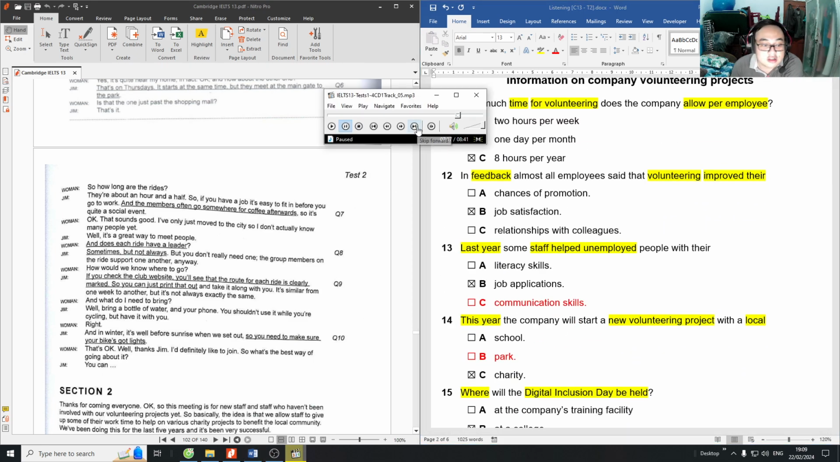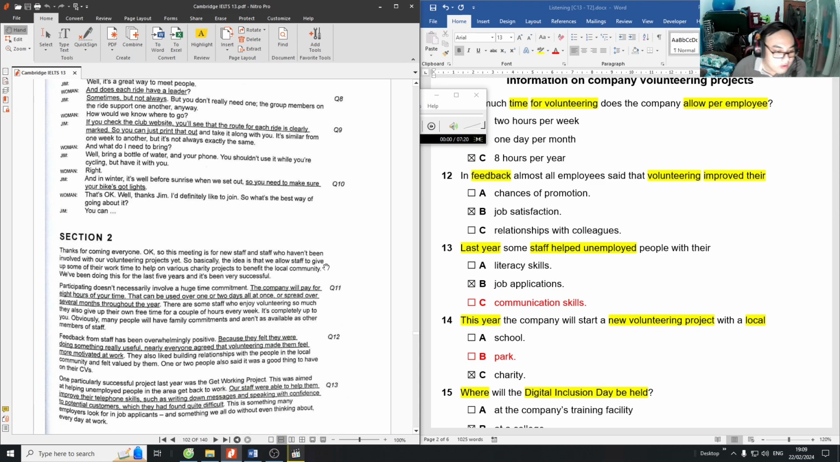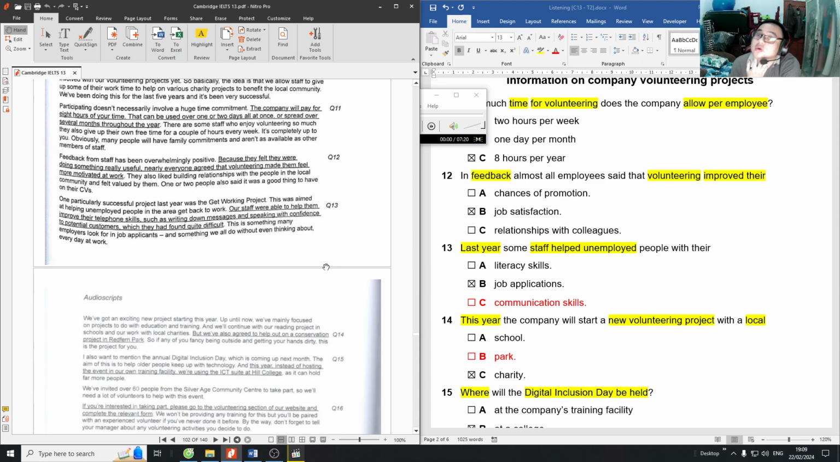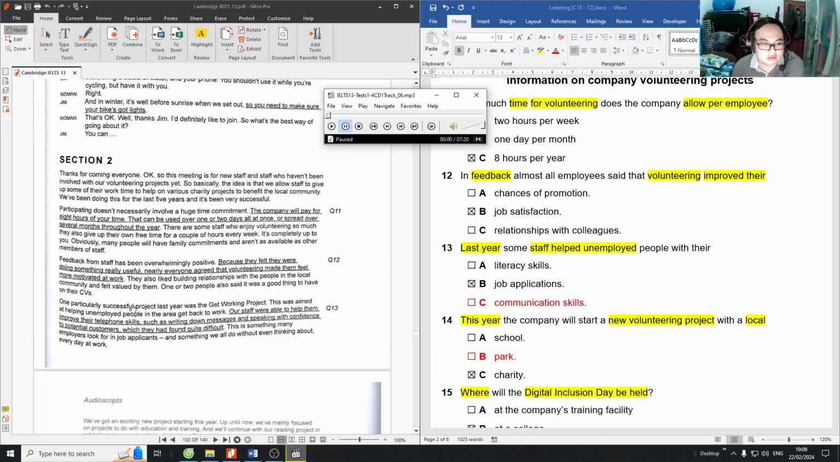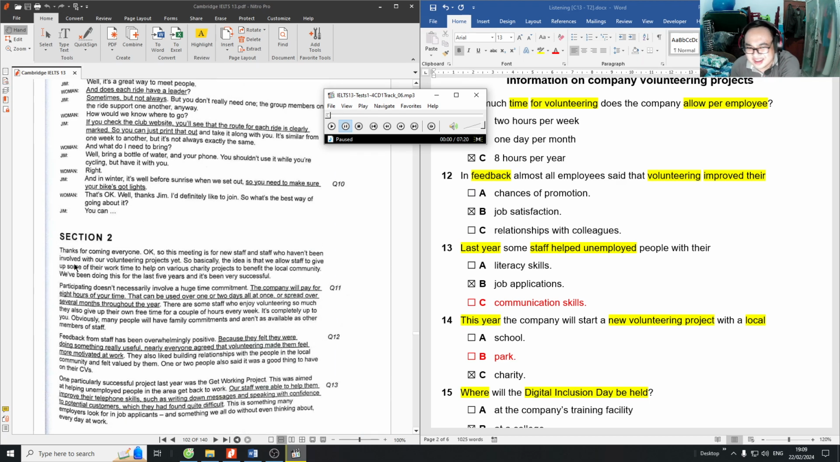Okay, now Section 2. Maybe we'll do Book 18 in the future because this book is a little too old. They use the word section. Nowadays, the IELTS test uses the word part. In the listening, they changed the word section to part from 2019, starting in Cambridge Book 14. They changed all of them to part, not section.